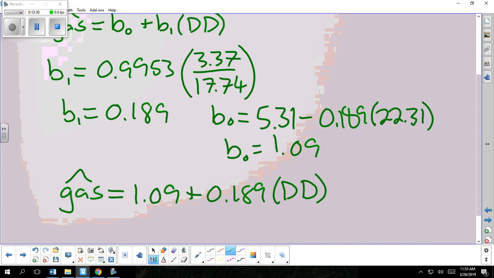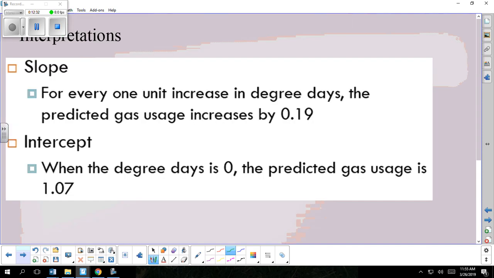All right, so moving forward. The interpretation of the slope: for every 1 unit increase in degree days, the predicted gas usage increases by 0.19. And then the intercept: when degree days is 0, so when it's 65 degrees outside, the predicted gas usage is 1.07. Generally it's important to interpret the slope, not so much the intercept. We're not going to be doing any inferential statistics on the intercept of the regression.